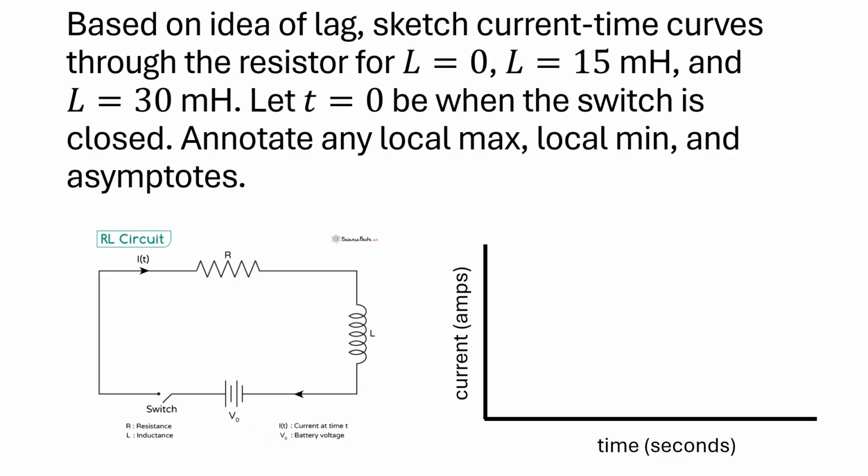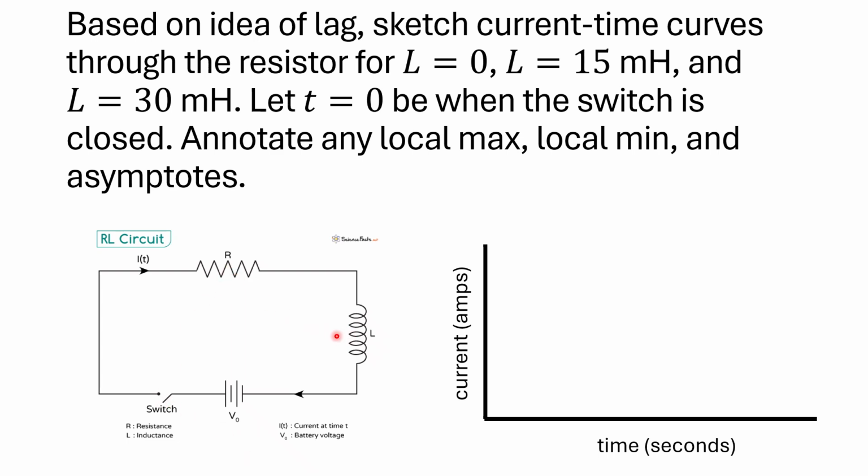I want to think about what this looks like in a circuit. Based on the idea of this lag, that these inductors introduce lag, I want us to sketch current time curves through the resistor shown in the circuit below for inductors with first 0 inductance, then 15 millihenry, and then 30 millihenry. We'll say t equals 0 is when the switch is closed, and we'll annotate local max, min, and asymptotes. So we've got, what do we have? A battery, we have a switch, we have a resistor, we have an inductor.